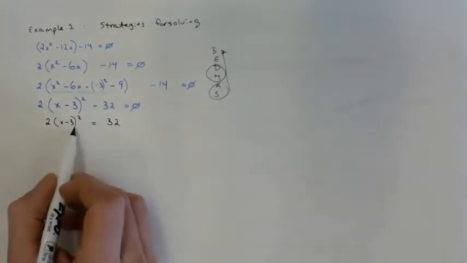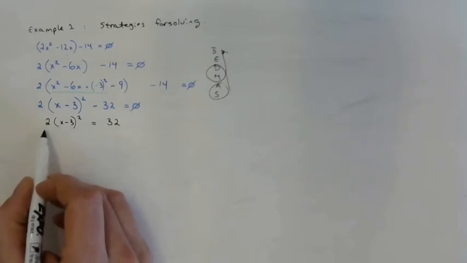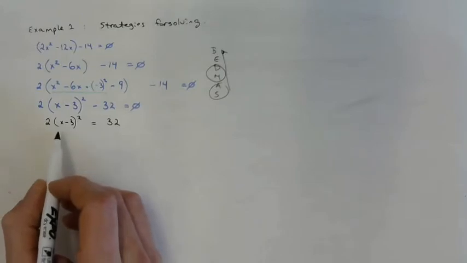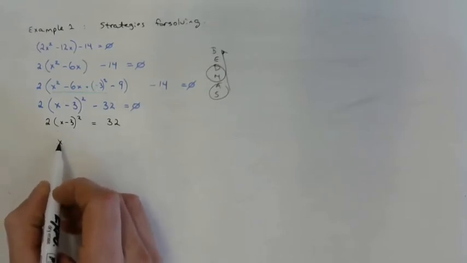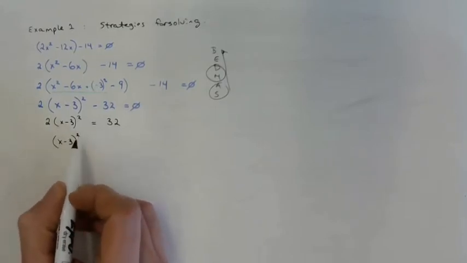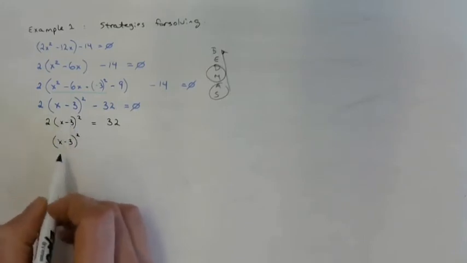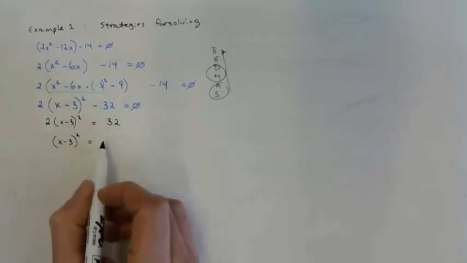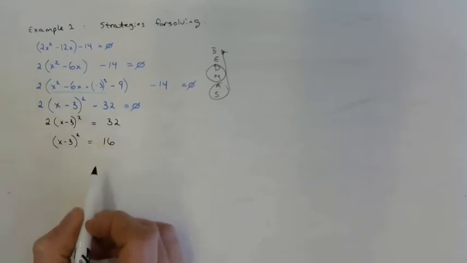Next, multiplication and division. Since this group is being multiplied by 2, how do I undo that? I divide both sides by 2. Watch, I don't actually have to draw a line and a number 2. I just write what's left. I'm a visual learner. I had 2 of these groups, and now I have 1 of them. Divide this side by 2. 32 divided by 2 is 16.